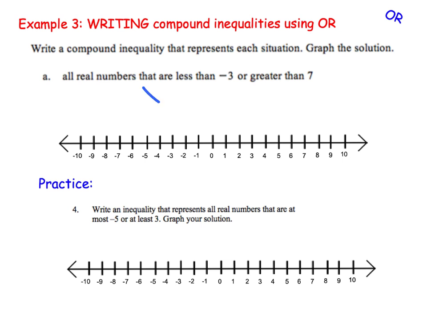When I look at the numbers that are less than -3 or greater than 7, you'll see that there are no numbers that are true for both statements at the same time. That's why we have the word "or". Your numbers or solutions will be found over here in this region, or they will be found over here in that region. They will not be found in both, and they will not be found in the center.